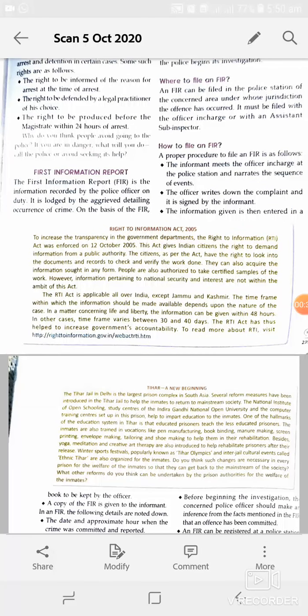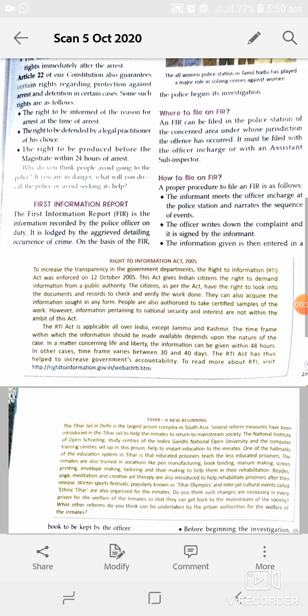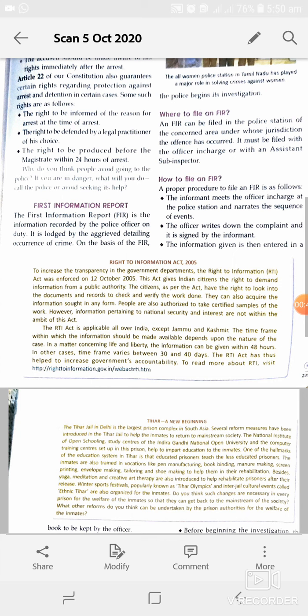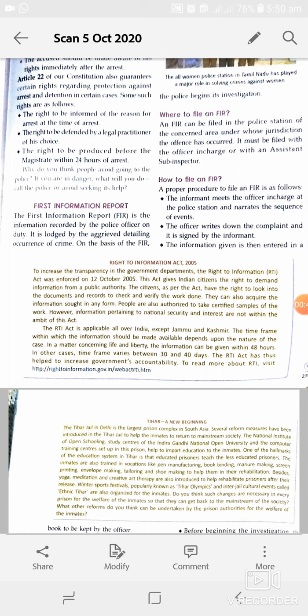FIR means First Information Report. What is the First Information Report? An FIR is recorded by the police officer, and it is lodged by the aggrieved party after the occurrence of the crime, and on the basis of the FIR, police begin investigation.